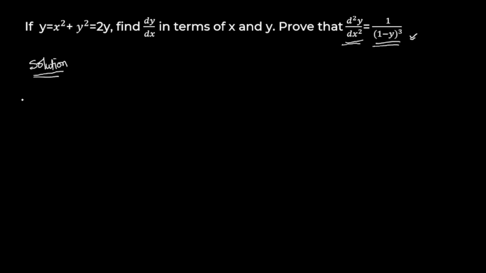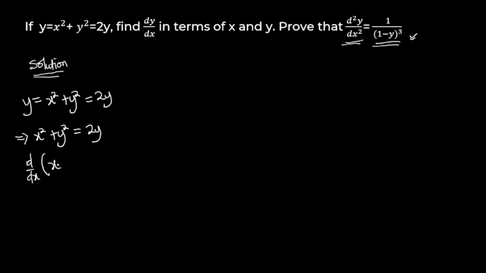So we have x squared plus y squared equal to 2y. It means we have this function to differentiate implicitly. So this implies x squared plus y squared is equal to 2y. For me to differentiate this function, I need to apply d/dx to the function. So if I do that, it becomes d/dx of x squared plus y squared equal to d/dx of 2y.